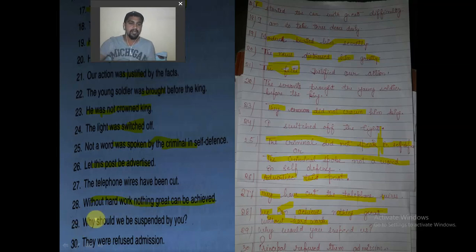Then we're going to see the 29th statement: why should we be suspended by you? Now we need to see that should is used with we, because it is the first person. So in the passive form, "why should we" is written. The statement would remain as it is. The interrogative statement will remain an interrogative statement, but we have to see that now you, which was the object in the passive form, is going to be the subject in the active form.